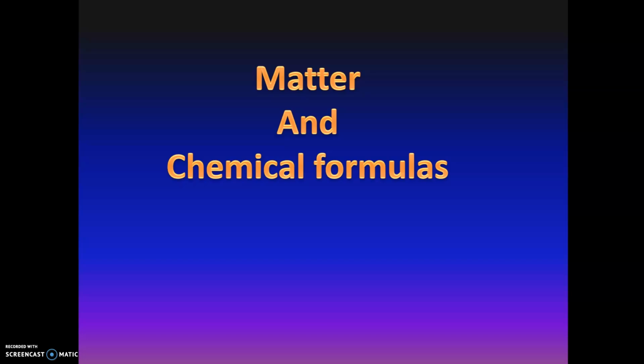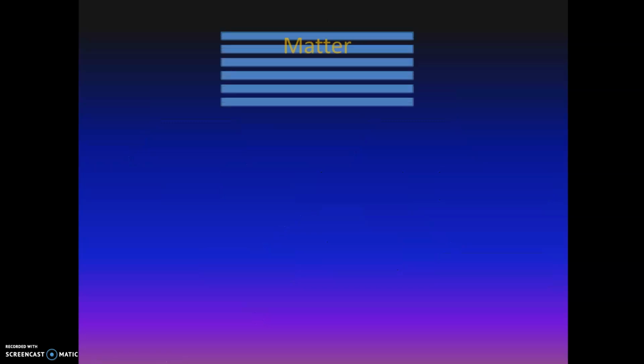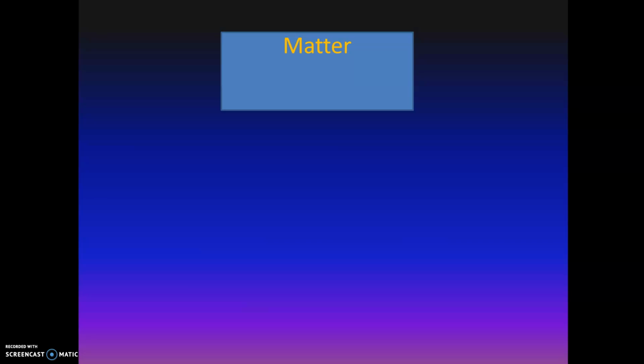Alright, hello. We're going to go through the first part of this unit. This unit is about matter and chemical formulas. So the first part, basically, we're just going to have a kind of a flow chart starting at the top and work our way down. So at the top of this is matter.